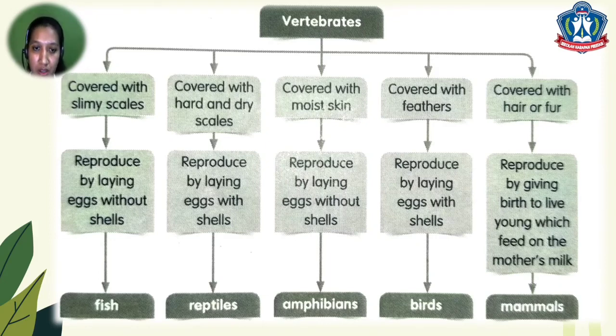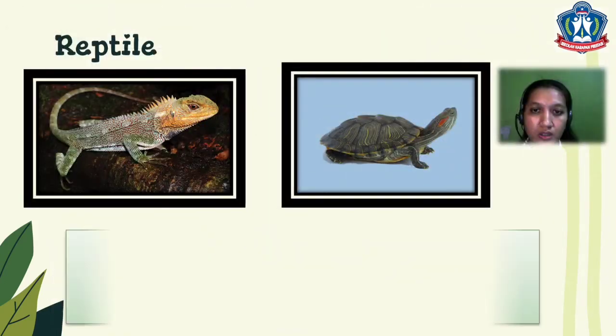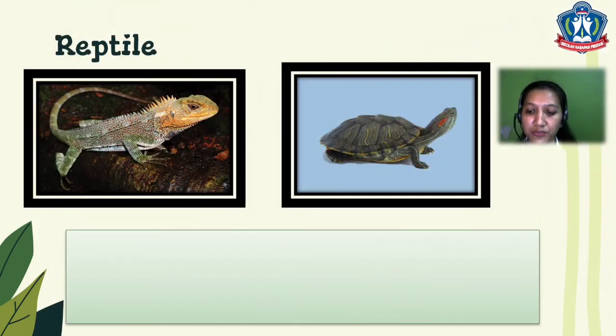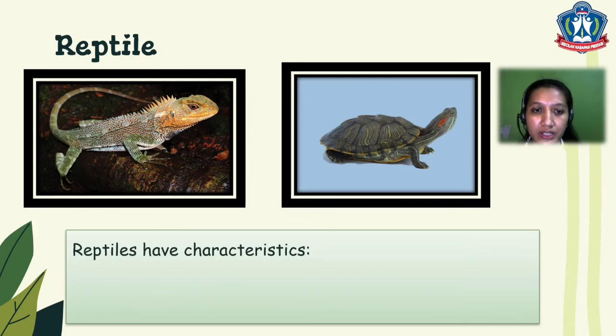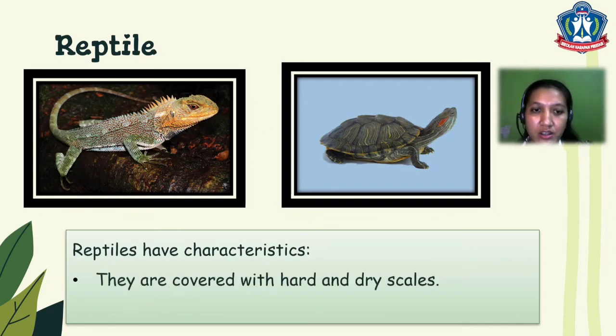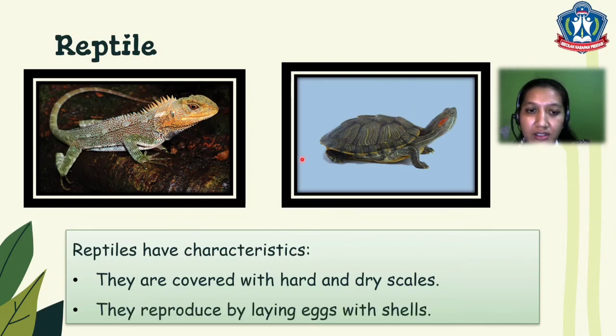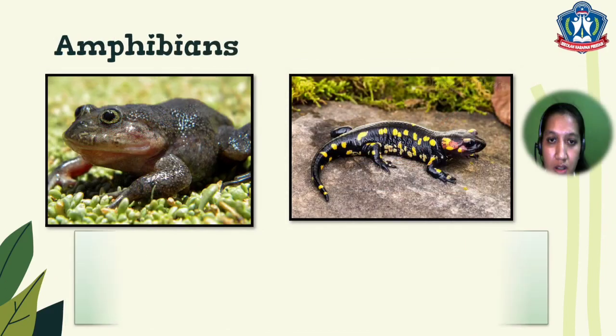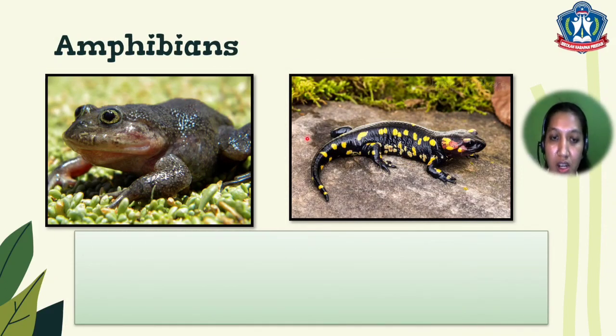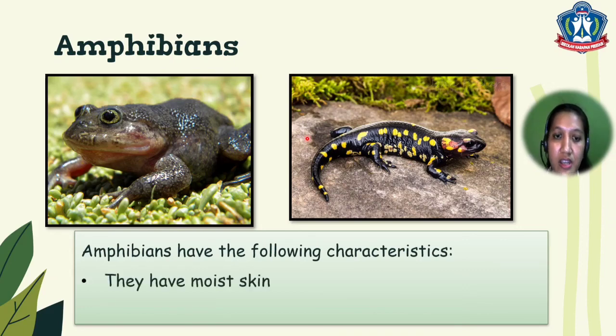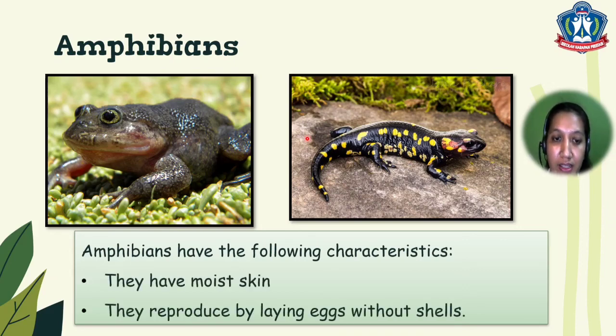There are 5 groups here: fish, reptiles, amphibians, birds, and also mammals. So from the identification key before, we know that the reptile here have characteristics such as they are covered with hard and dry scales, and then they reproduce by laying eggs with shells. Besides amphibians here, the characteristics are first, they have moist skin, and they reproduce by laying eggs without shells.